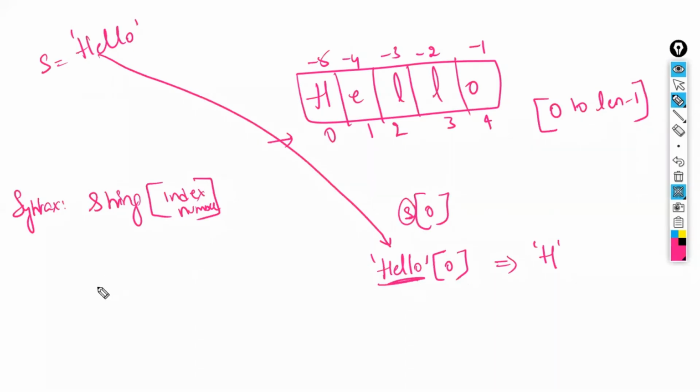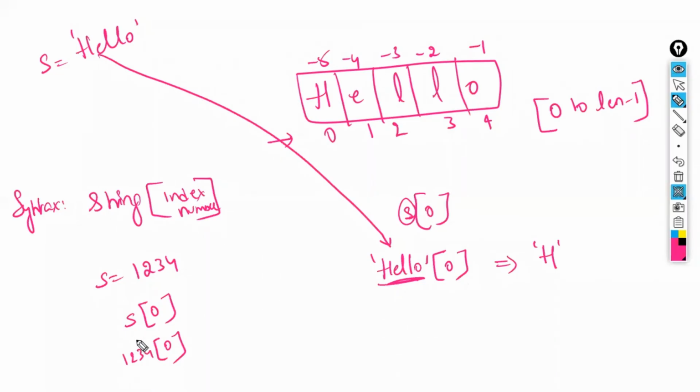For example, you have taken s is equal to 1, 2, 3, 4, a normal integer without a string. S of 0, what happens? 1, 2, 3, 4 of 0. It will throw an error because int is not having the indexing. Float is not having the indexing. Boolean is not having the indexing. Complex numbers are not having the indexing. Indexing is possible for the strings.